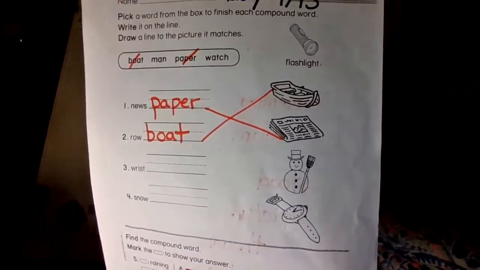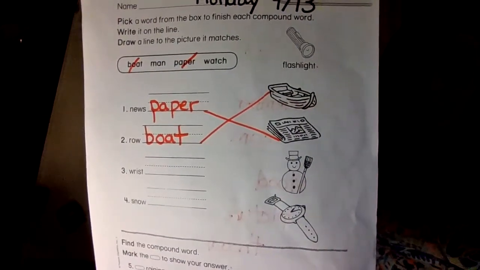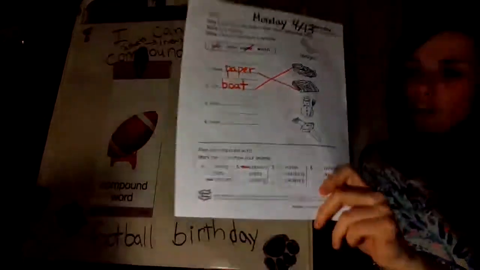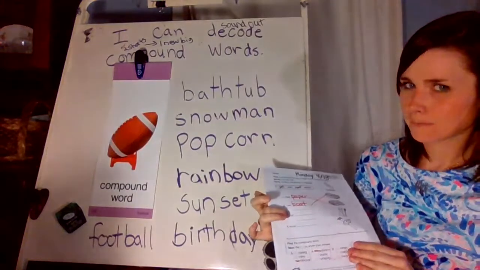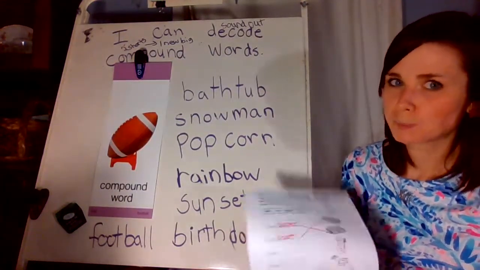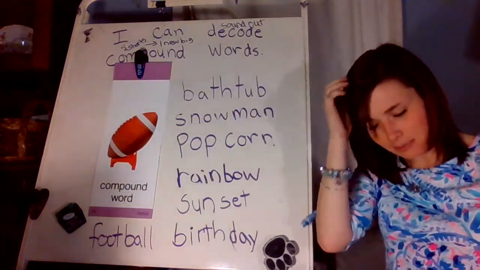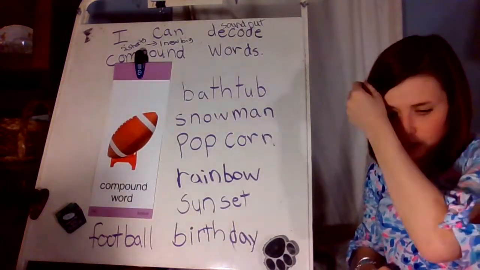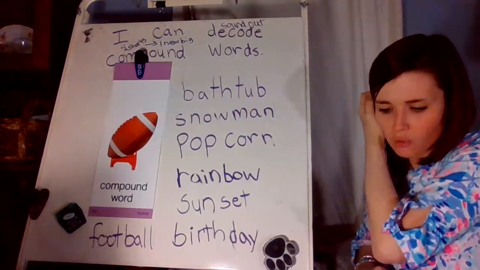Cross off as you go. I'm going to leave the next two, 3 and 4, for you. And there's the picture of wrist. That's what number 3 says. And then number 4 says snow. All right. Going down to number 5. Find the compound word. Mark the bubble to show your answer.